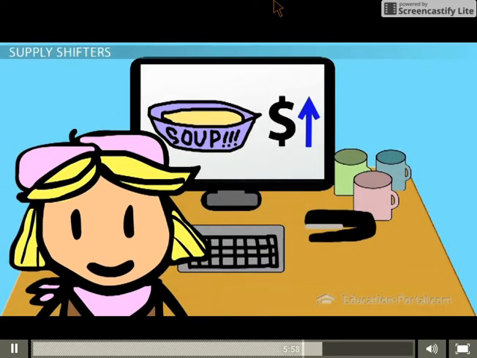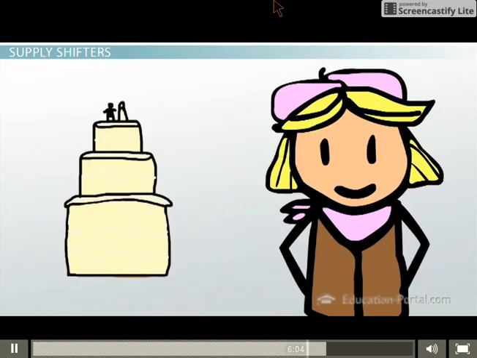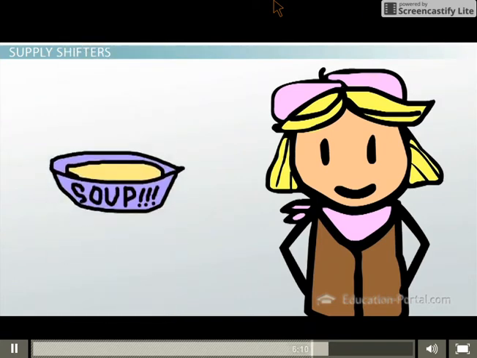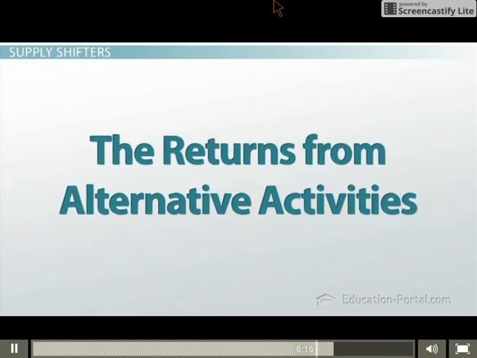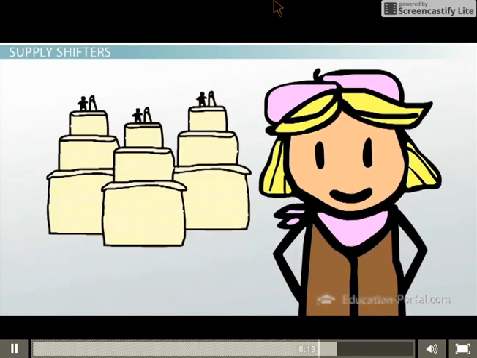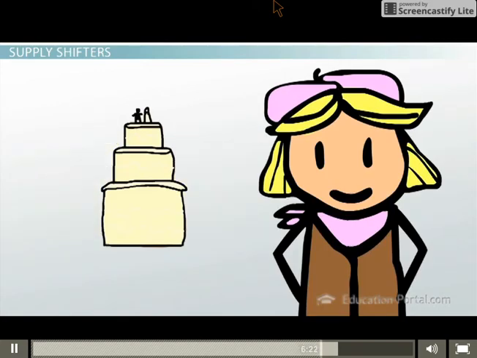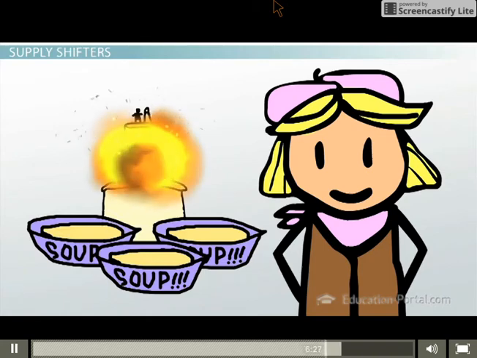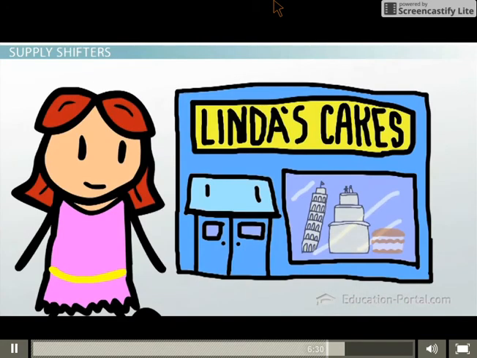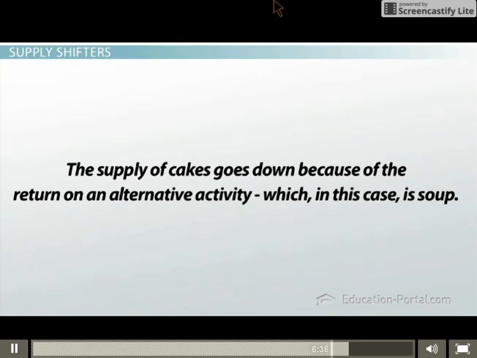One day, Mandy wakes up and realizes that the price of soup has risen by 50%. She's been baking cakes for a long time, but she realizes that she could be earning a much higher profit by making soup instead. This is what we call the returns from alternative activities, and it also leads to a shift in supply. Mandy will probably choose to make fewer cakes so she can make and sell soup to increase her profit. She may choose to completely give up the cake business and pursue making soup, since Bob's wife Linda decided to start making cakes and compete with her. So in the end, the supply of cakes goes down because of the return on an alternative activity, which in this case is soup.